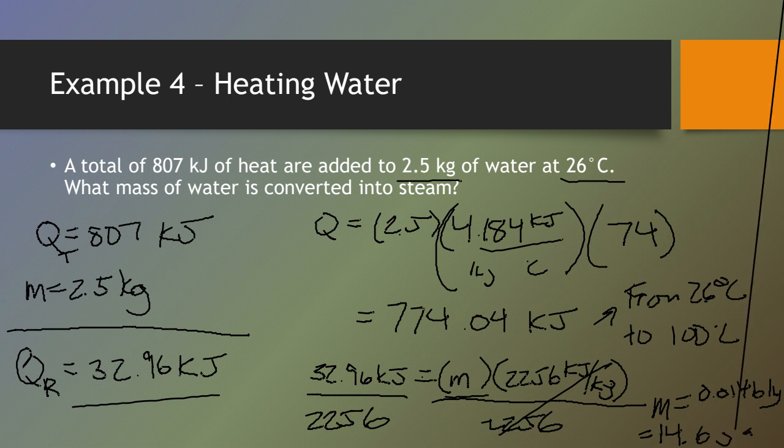I don't know what happened with the line there. So not that much of the water was turned into steam, but all of the water was heated up to 100 degrees. What always happens in this case is that you have to heat all of the water to 100 degrees before it'll start turning into steam. And then you have to continue to add heat to it in order to turn it into steam.